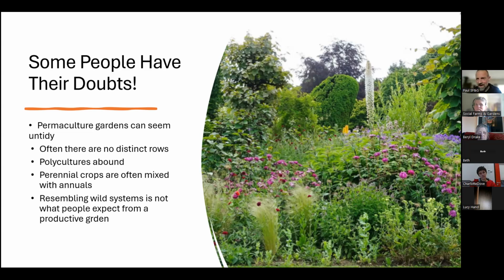My partner quite likes gardens with straight rows of vegetables, and I have increasingly grown fewer and fewer vegetables in straight rows over the years. Polycultures abound, and polycultures can be complex. They can be challenging to the way we garden. And perennial crops are often mixed with annuals in permaculture systems.